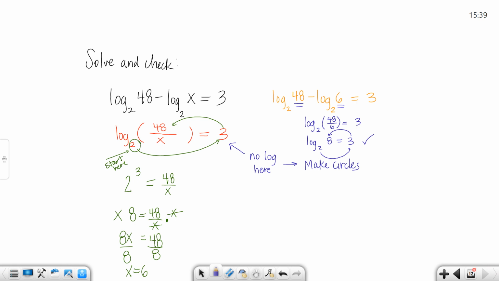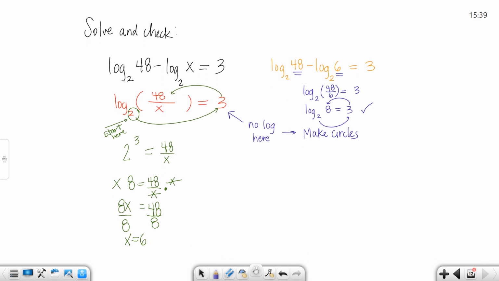Now, so you have all this extra work there. Remember, your whole point of that one was that you have the answer, x equals 6. 6 checked, 6 worked. 6 is your answer.